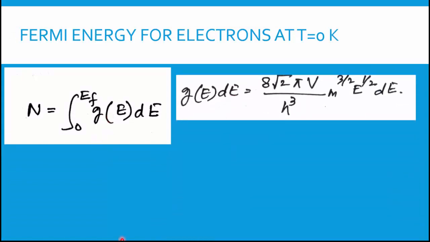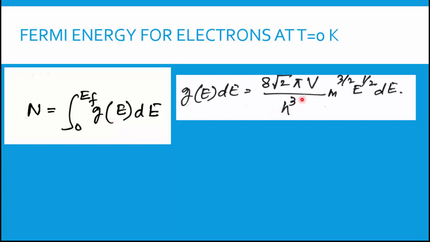I know G(E) dE, the number of quantum states as a function of energy. We derived this relation in the lecture on phase space. If you remember, we derived it from the phase space definition, when we had the number of quantum states as a function of momentum, and from momentum we transformed it into energy. So I'm not deriving this part again. I will use this G(E) dE in this equation.